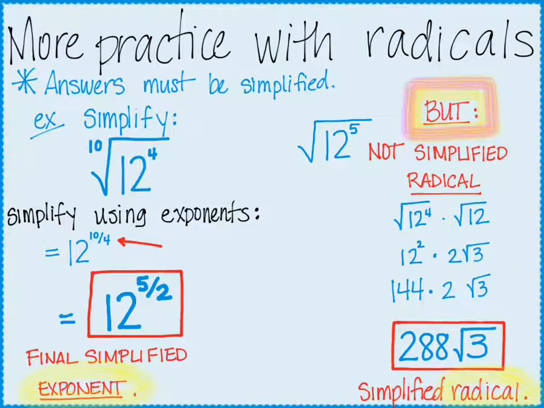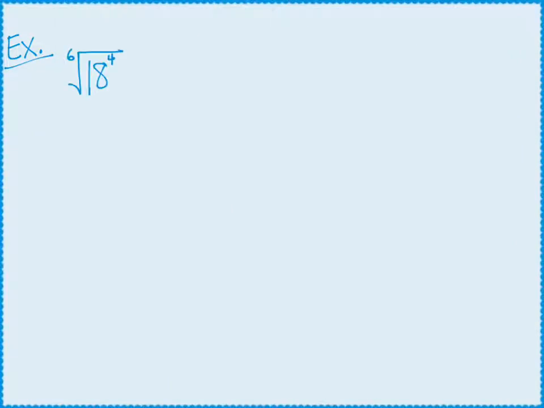Now you'll notice to actually simplify this into radical form, I had to go through the exponential form. Because looking at it in the very beginning, the 10th root of 12 to the 4th, I could not simply have gone straight to 288 square root of 3 without first converting it to exponential form, reducing, and then rewriting it in radical form. Let's look at another example here.